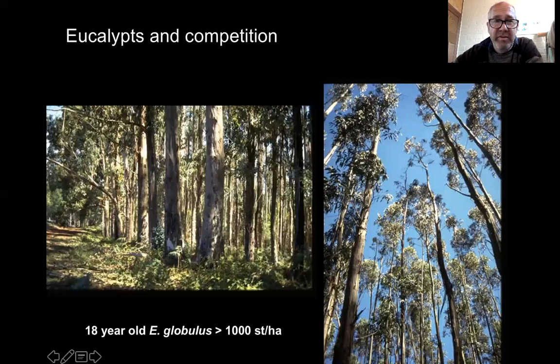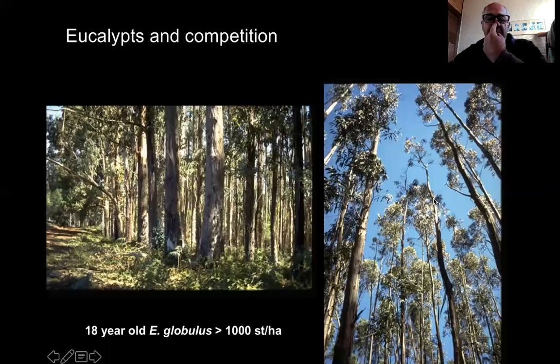Eucalypts also show competition. This just shows one way to see competition: to look at the trees on the edge of the forest, which are large in diameter because they've got more canopy, advantage of all that light. You go into this forest, and this is a picture from inside this forest plantation here, and you can see there's very little leaf on the surviving trees. In fact, some of these trees have already started to succumb to competition.